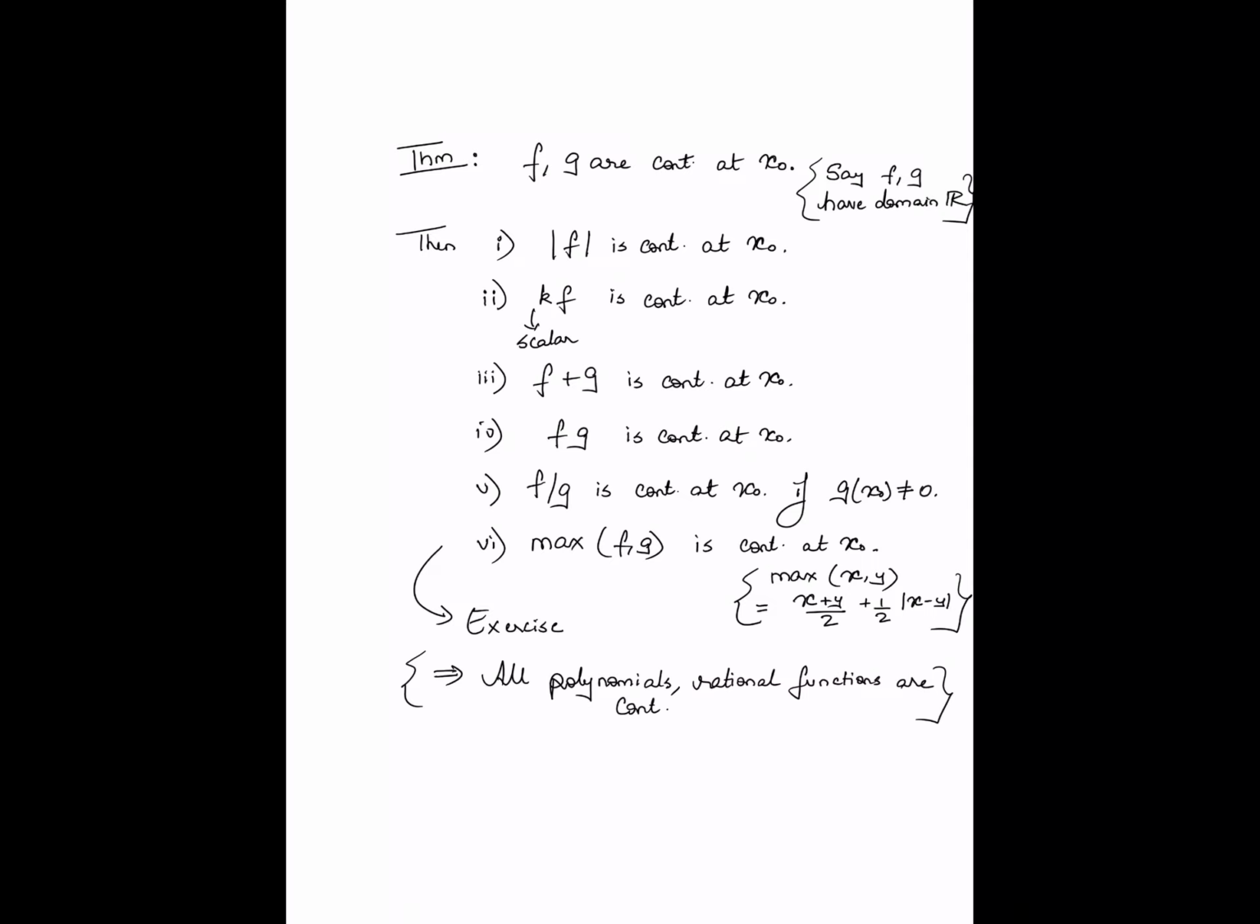rational functions are continuous at all points where the denominator is not 0, clearly. At all such points, rational functions are also continuous. So this is a trivial consequence of the theorem that I have just written above. Okay, there is one final statement we will do before wrapping up this video. This is trivial, but worth mentioning nonetheless.